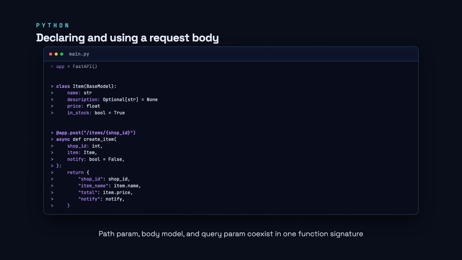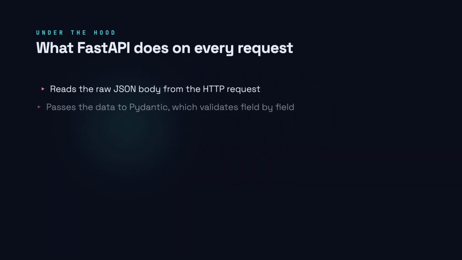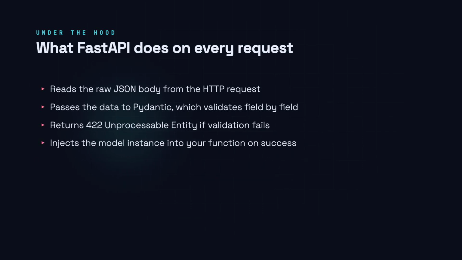When a request arrives, FastAPI inspects your function's type hints at startup to build a parameter map. At request time, it reads the body bytes, decodes them as JSON, and hands the dictionary to Pydantic's model constructor. Pydantic coerces and validates every field. If anything is wrong, it raises a validation error, which FastAPI converts into a 422 response with the detailed message pointing at the bad field. If validation passes, FastAPI calls your function with the model instance already built. The same model definition also generates the OpenAPI schema, so your docs stay in sync for free.